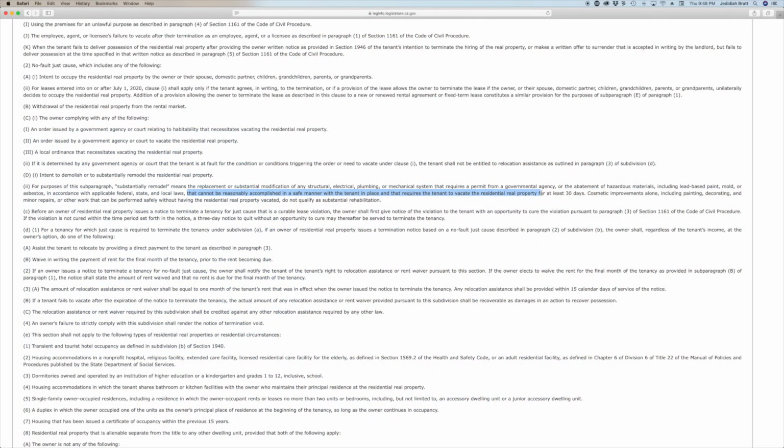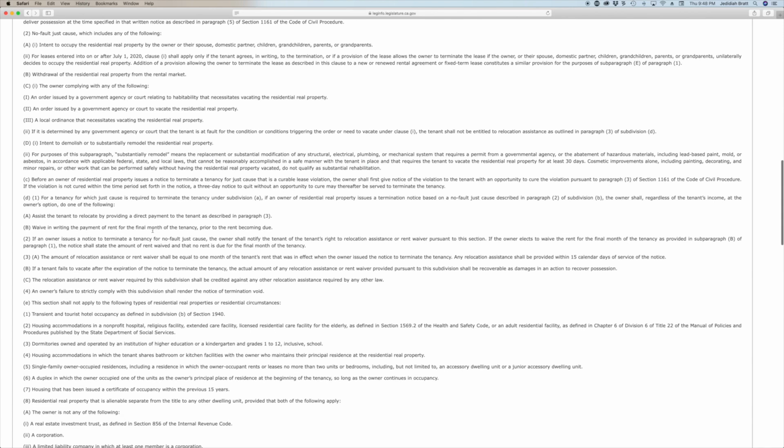So some of the just cause reasons allowed for a no-fault termination of tenancy include, number 1, intent of the property owner to occupy the property or to have a spouse, child, grandchild, parent, or grandparent occupy the property. Number 2, withdrawal of the lease from the rental market entirely, so you just want to take it off of the market. You're not renting it anymore. Number 3, intent to demolish or substantially remodel the unit, defined by significant remodeling of a major system or systems that cannot be reasonably accomplished in a safe manner with the tenant in place, and that requires the tenant to vacate the unit for at least 30 days.